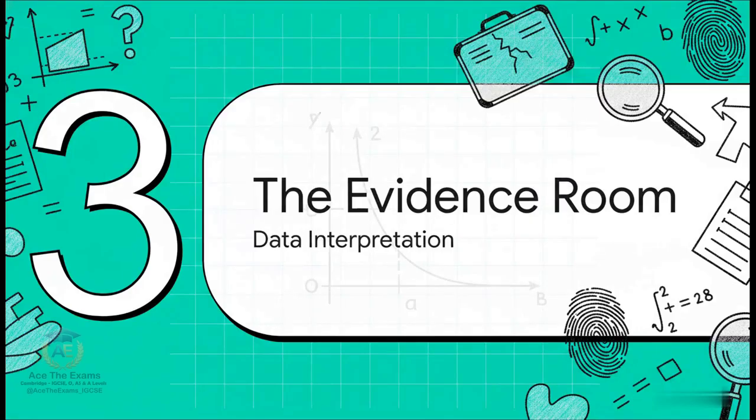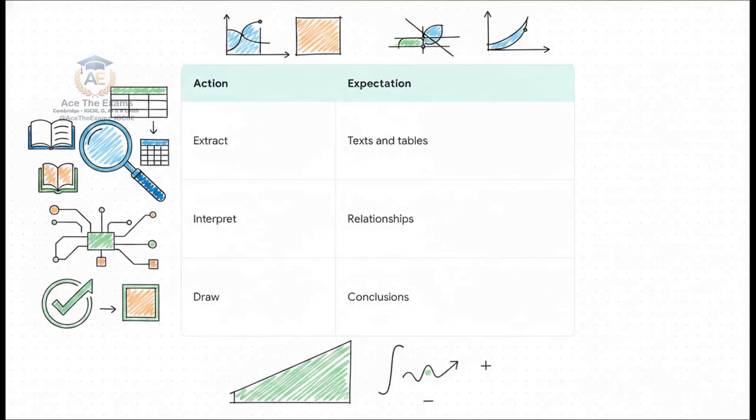Section 3. The evidence room. It's time for data interpretation. In Cambridge papers, you aren't just a human calculator. You are often asked to critically interpret data to crack the case. Data interpretation is absolutely critical.